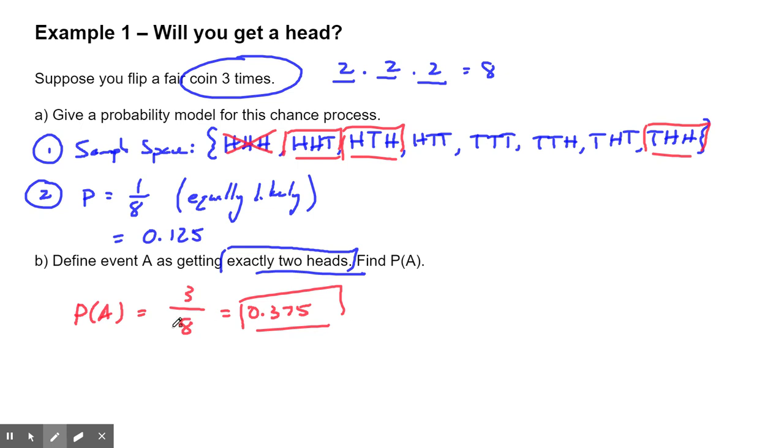Okay, just some basic probability there. Okay, next objective is coming.